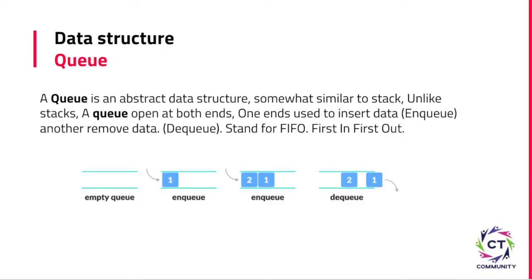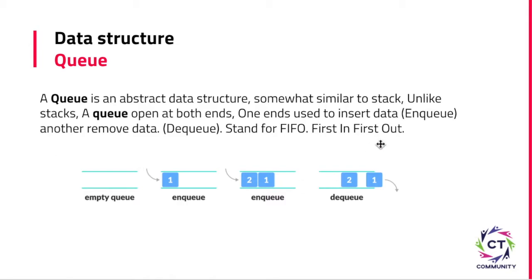So what is a queue in data structure? A queue is an abstract data structure somewhat similar to a stack. We have already seen the stack, right? A stack is not open from both ends, it is just like a glass. But a queue opens at both ends.